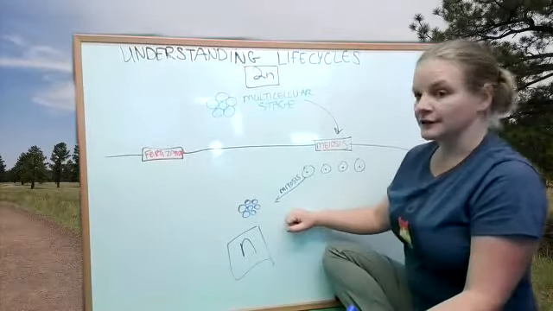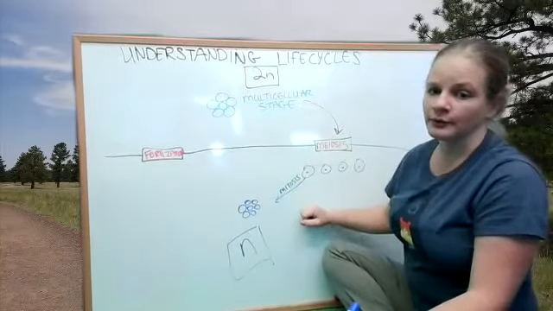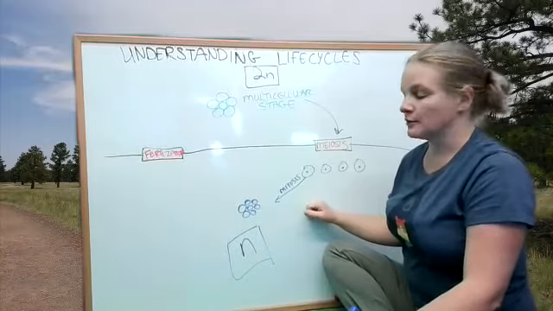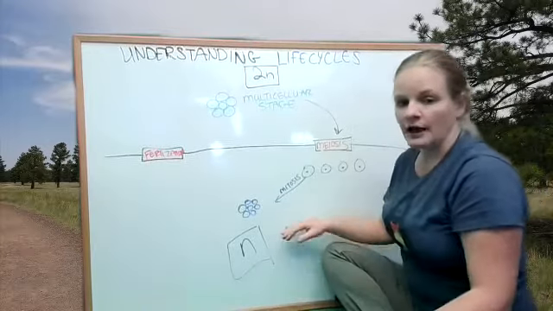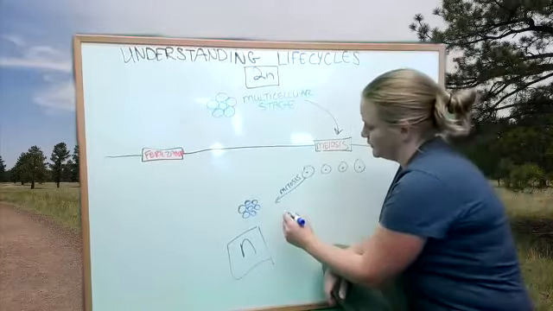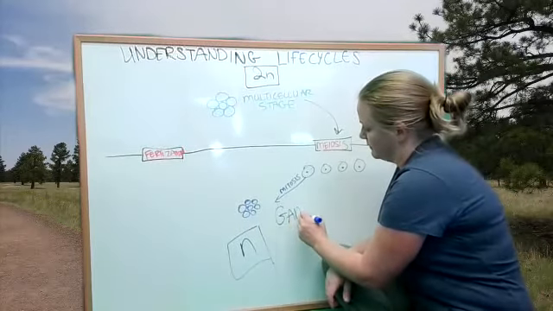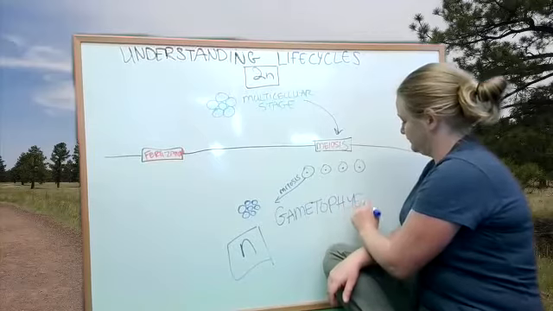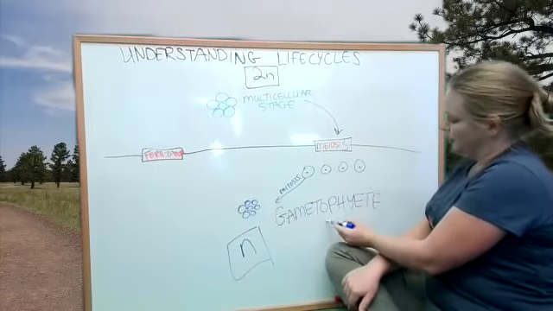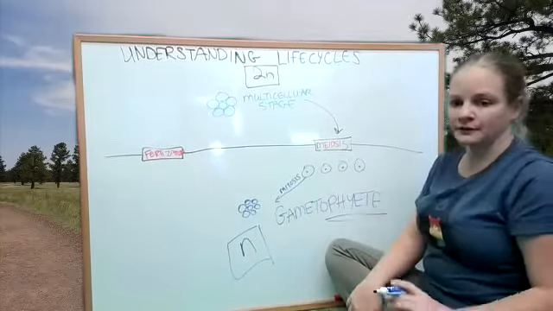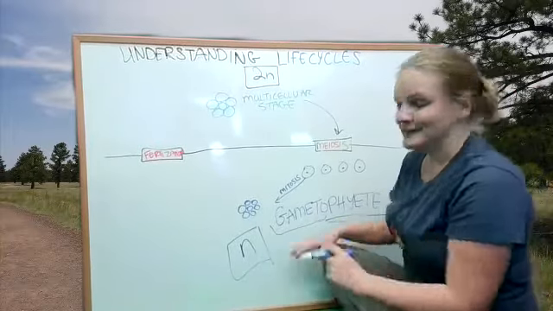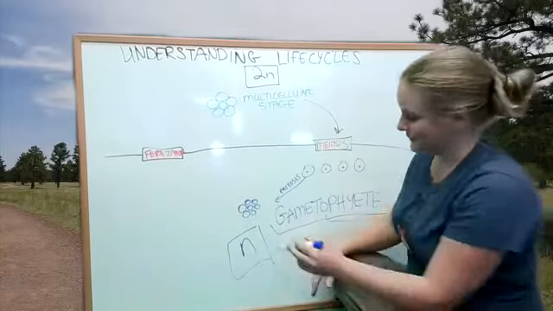Because we have multicellularity in both haploid and diploid stages, we need to give these special names so that we know what we're talking about. The haploid multicellular stage is called the gametophyte. So phyte means plant. Gameto, this is the plant that makes gametes.